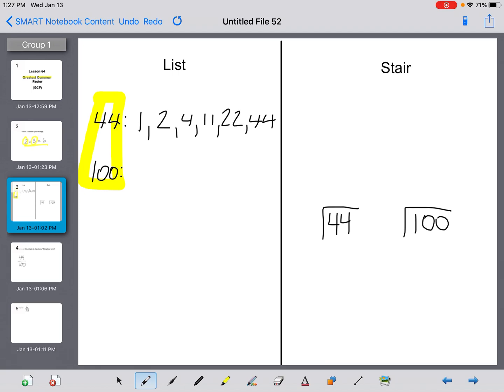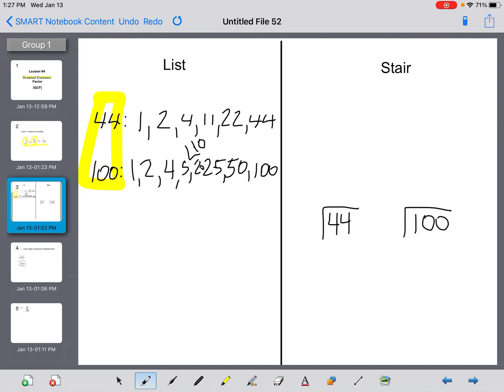And I think I'm going to run out of room for 100 here, but let's see if we can do it. We have 1 and 100. 100 is even, so we can multiply something by 2. 2 times 50 gets you 100. We can multiply by 4. 4 times 25. Yep, I think I'm going to run around. Maybe I can squish it in. 5 times 20. Nope, I'm not going to. Imagine that a 10 fits in there as well.